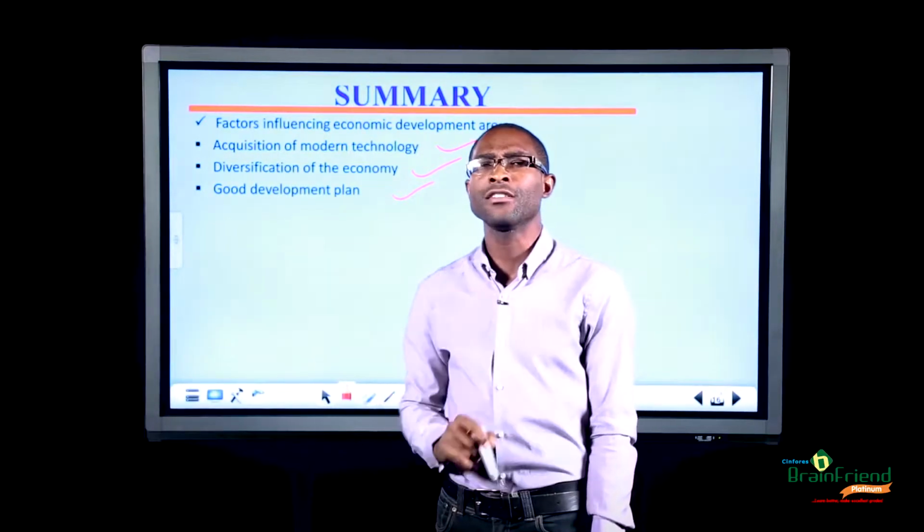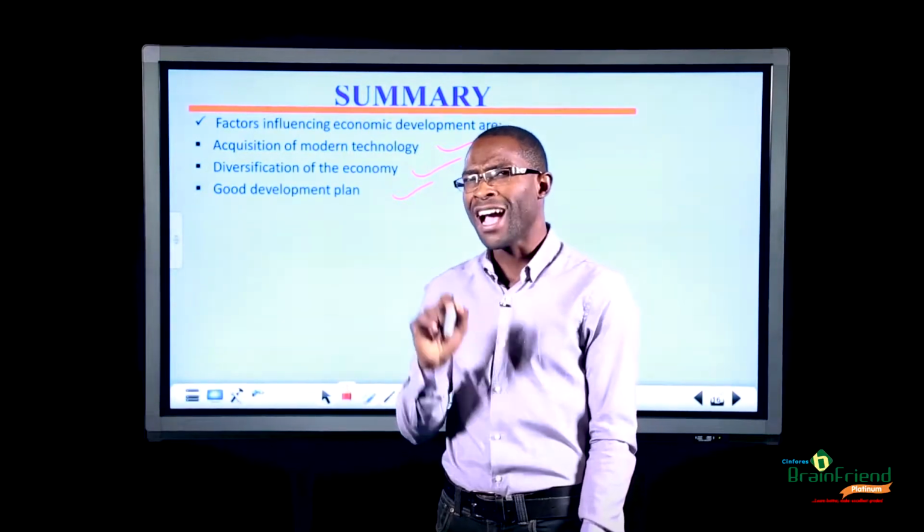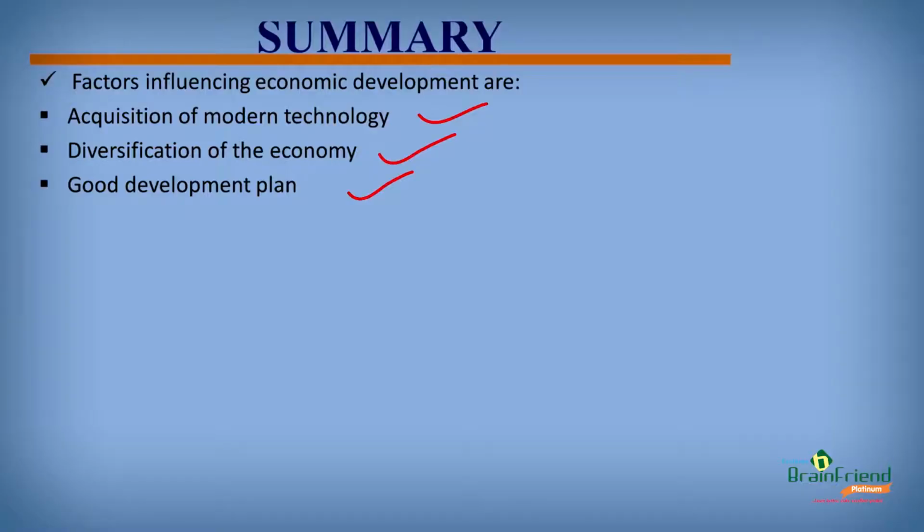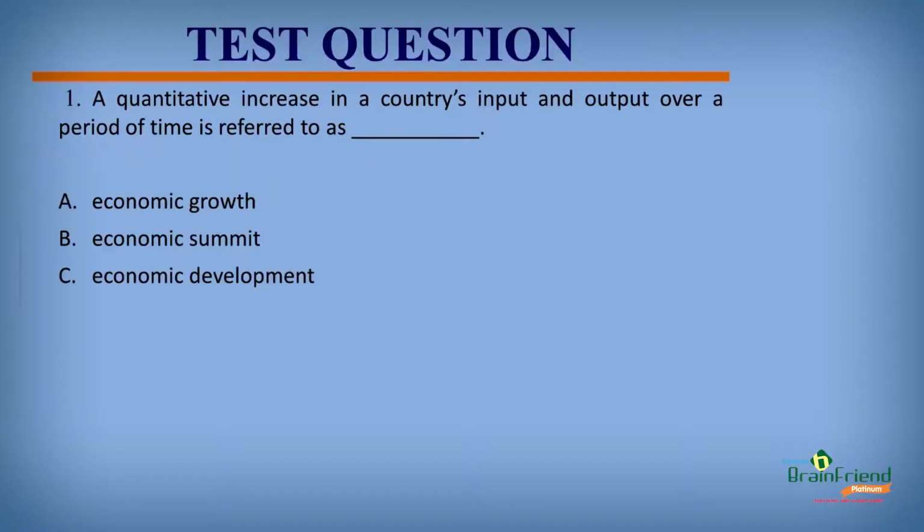Now let's test ourselves with few test questions to see how much we have learned in today's class. Are you ready? Question 1. A quantitative increase in a country's input and output over a period of time is referred to as option A, economic growth, option B, economic summit, or option C, economic development. The correct answer to this question is option A, economic growth.